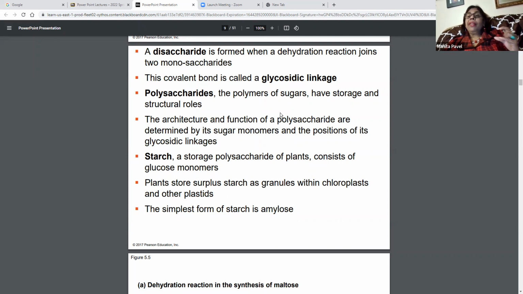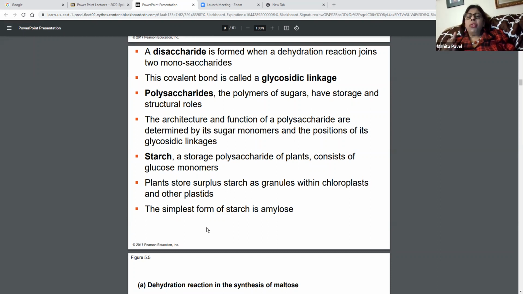So, a classic example of a polysaccharide is starch. Where is starch present? Bread, pasta, all these will contain starch. Starch is a storage polysaccharide of plants, and it consists of glucose monomers. Plants, we're going to see, are going to store the starch as granules within the chloroplast and other plastids.